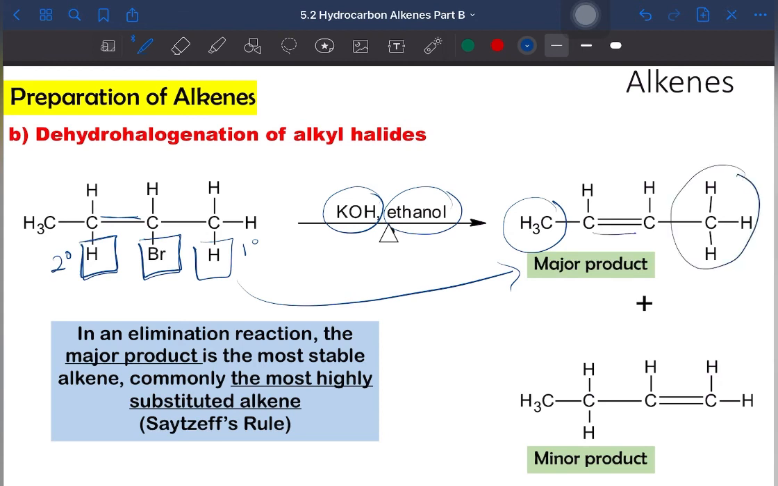Now if we eliminate the primary hydrogen, we will form the carbon-carbon double bond here, so we will form this product. For this product, we only have one alkyl group attached to this carbon-carbon double bond. Hence, this one is the minor product. This one is the major product according to the Zaitsev rule.